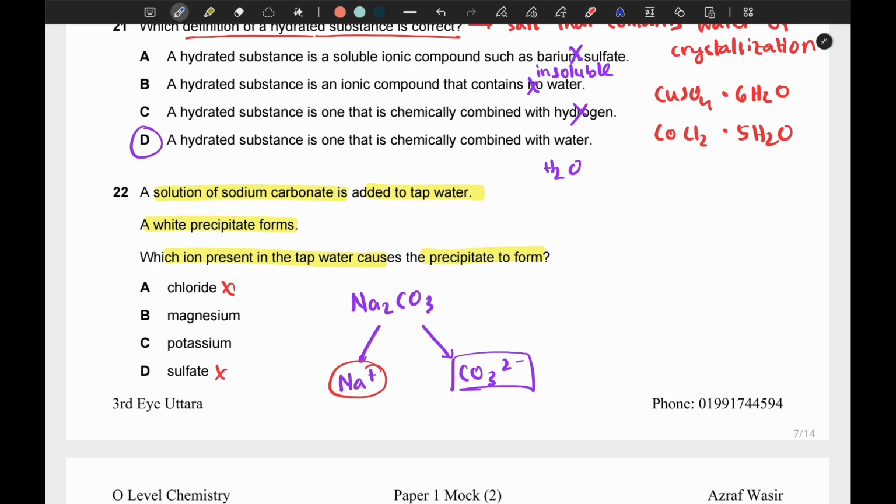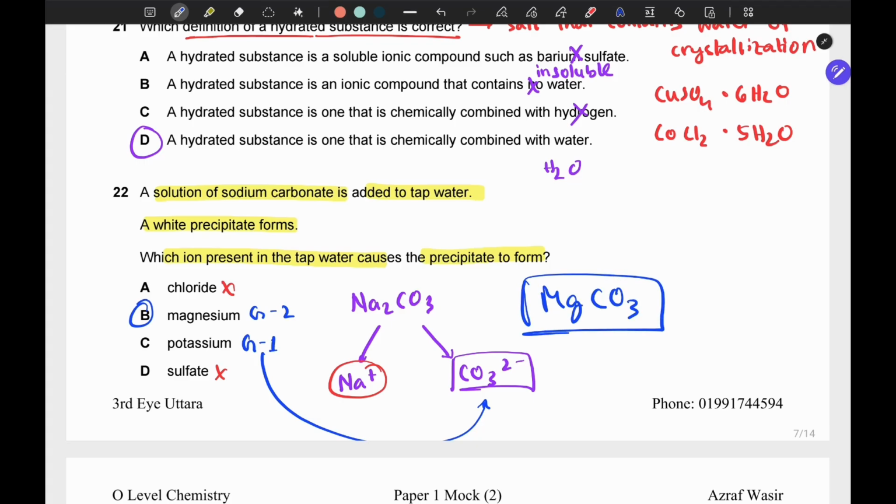So if that is the case, potassium, which is also from group 1, when it bonds with carbonate, would again just form a soluble salt. So that would not give us a precipitate. Whereas magnesium from group 2 carbonates are generally insoluble. So in that case, B is the answer. Magnesium carbonate would be produced, and that is our white precipitate in this question.